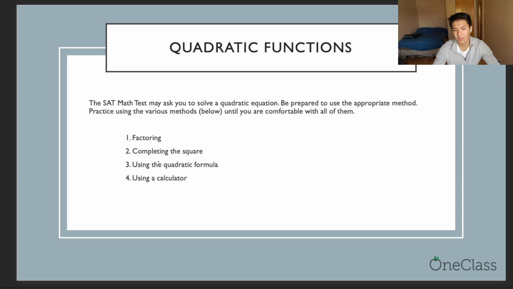And so I would say these are your 4 methods, definitely. And they are also in the order of most efficient to least efficient, in that you should probably have factoring be your default approach for most questions. And if not, then move on to completing the square. And if not that, then quadratic formula. And last resort, calculator.